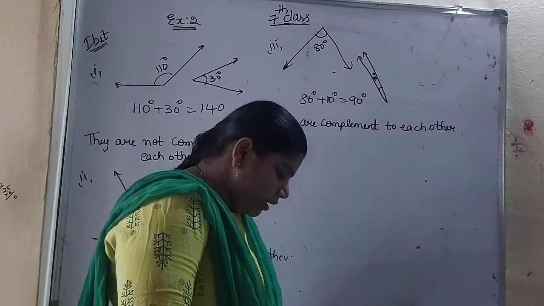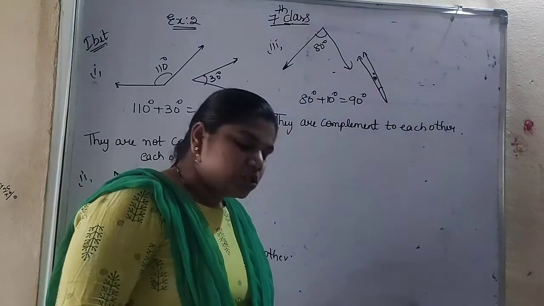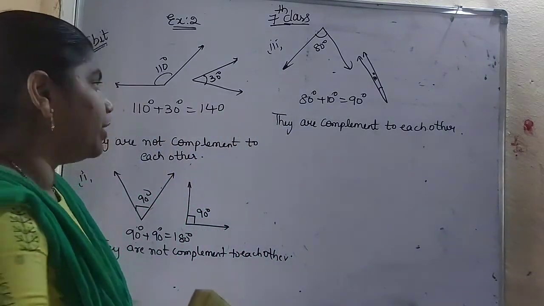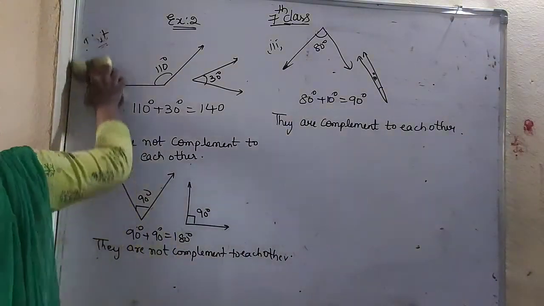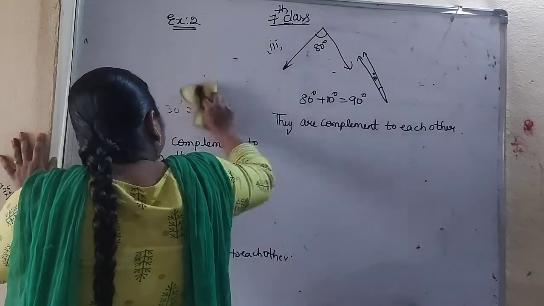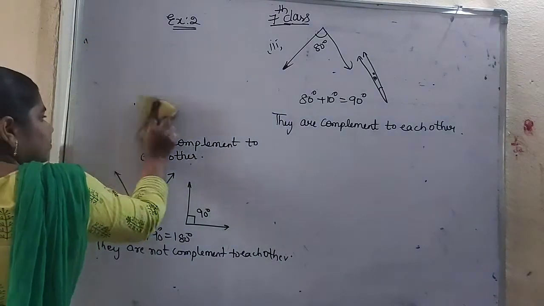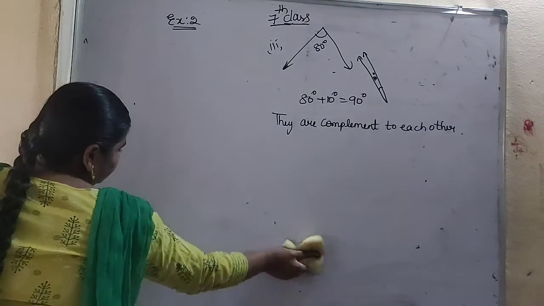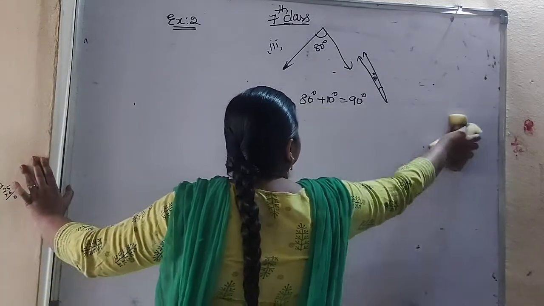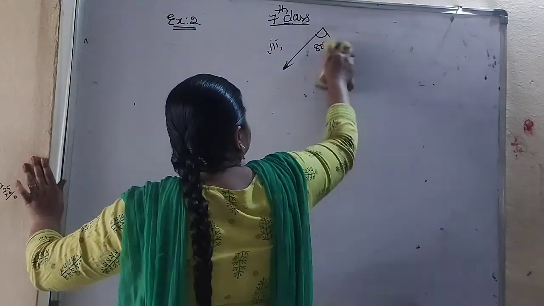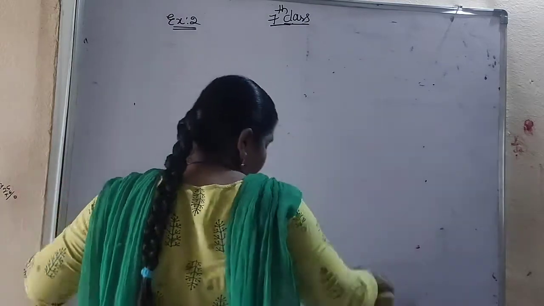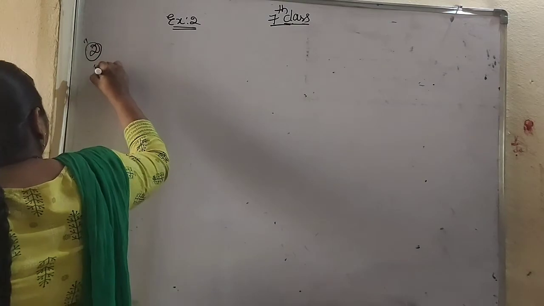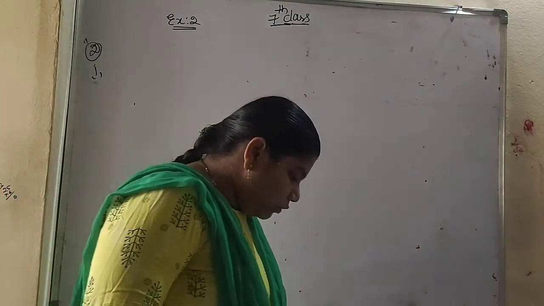Now second bit: find the complementary angles of the following. So we have to find the complementary angles for the given values. Second bit, first one. They have given the value as 25.